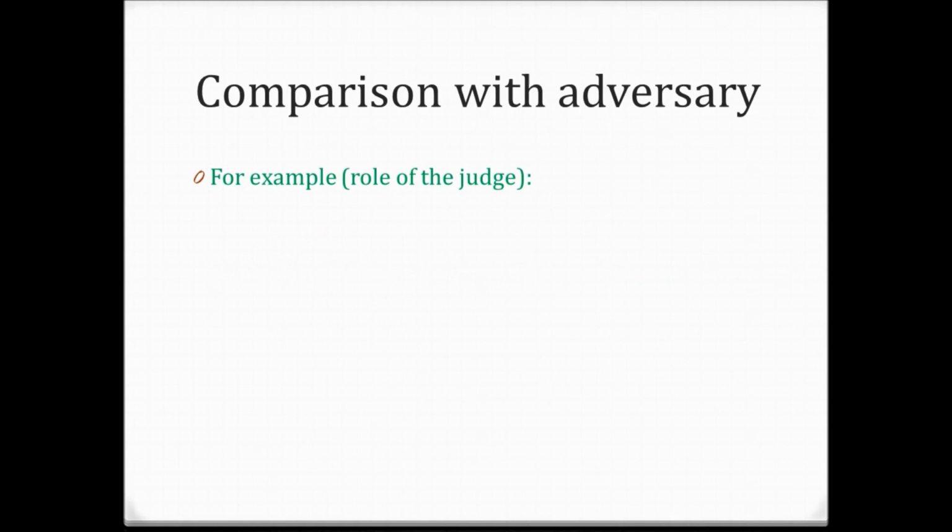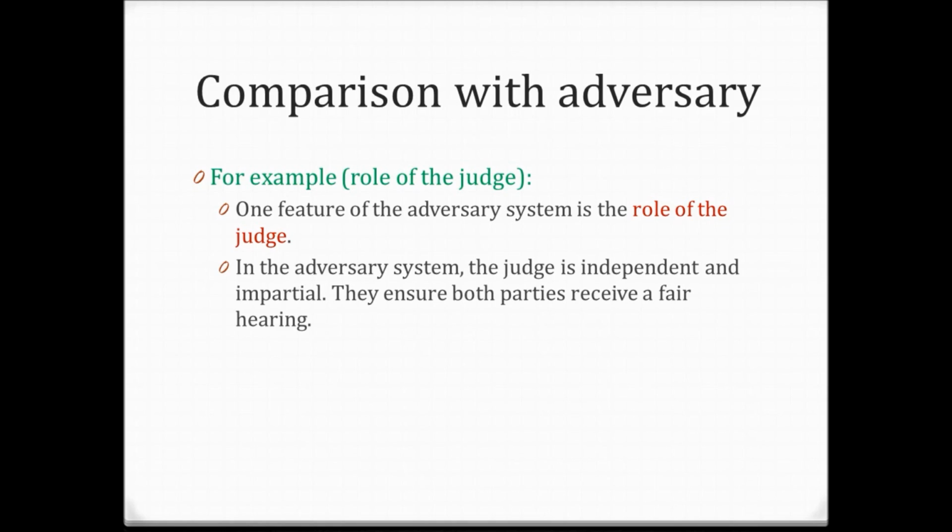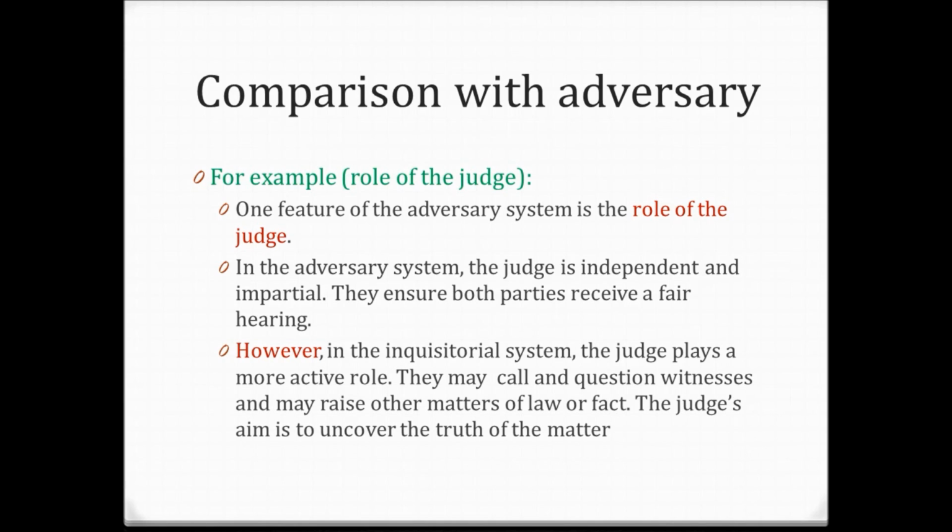Okay, for example, with the role of the judge, you begin by identifying the feature. So just say one feature of the adversary system is the role of the judge. Then outline the feature by saying, in the adversary system, the judge is independent and impartial. They ensure both parties receive a fair hearing. And then compare it with the inquisitorial system by saying, however, in the inquisitorial system, the judge plays a more active role. They may call and question witnesses and may raise other matters of law or fact. The judge's aim is to uncover the truth of the matter.